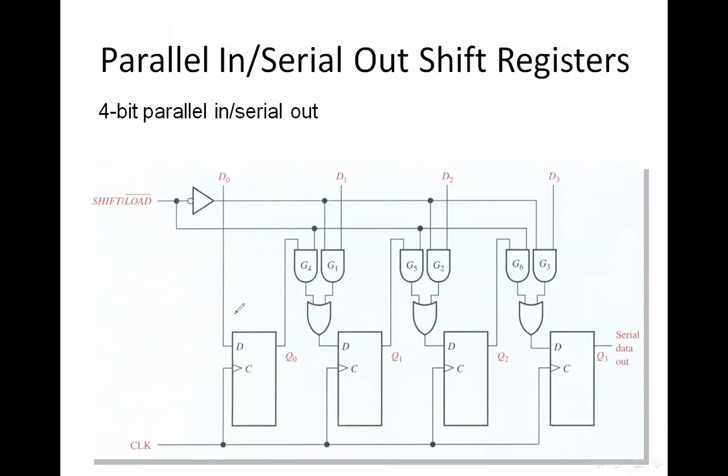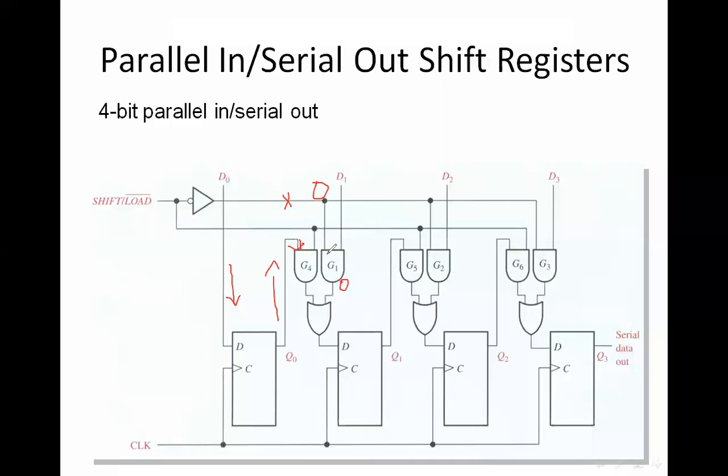So D0 I give, D0 comes and gets into the flip-flop. It comes out through Q0. Once it comes into Q0, it is getting into G4. Once it's in G4, this one is always a 0, isn't it? Why is it a 0? Because this line is inactive. So if this is inactive, this is a 0, and 0 into anything is a 0.